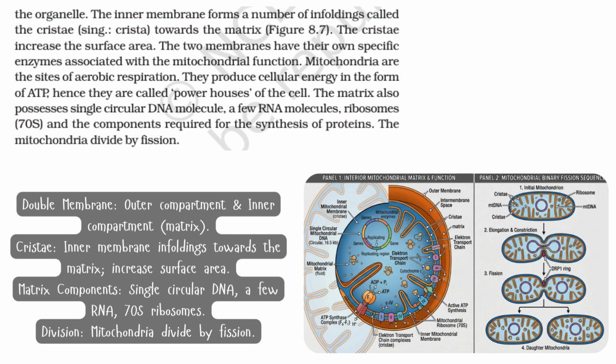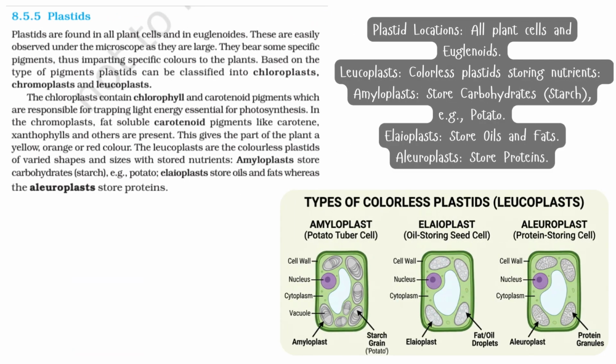Finally, highlight this crucial evolutionary trait. Mitochondria divide by fission, similar to prokaryotic bacteria. Now let's examine plastids. Found in all plant cells and euglenoids, they are classified into chloroplasts, chromoplasts, and leucoplasts based on their pigments. Leucoplasts are colorless plastids of varied shapes and sizes that store nutrients.